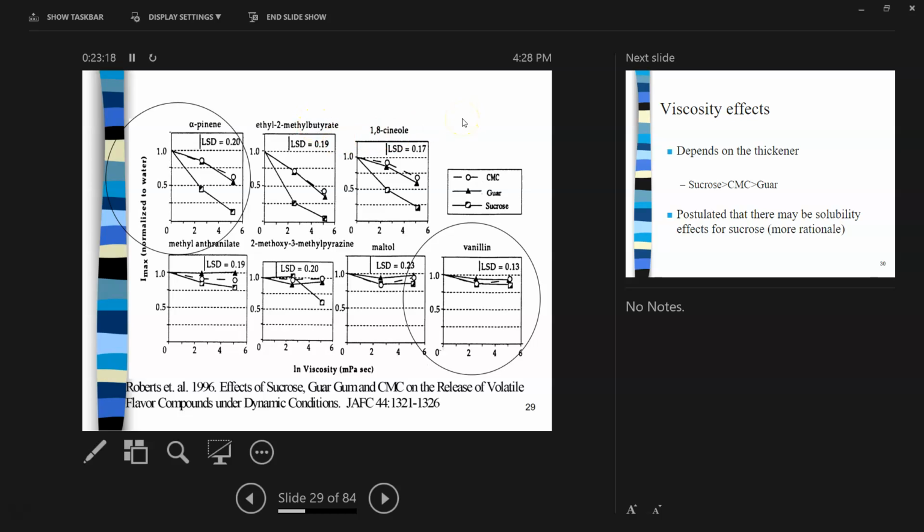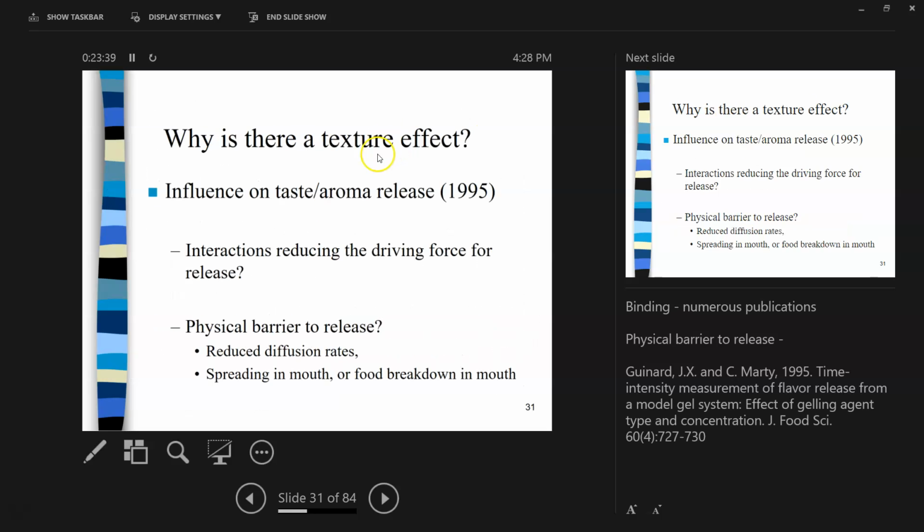The effect of this is pretty well illustrated in some work that Deborah Roberts did, and it comes out of Terry Acree's laboratory. I should have looked ahead to see if we're going to deal with this in more detail. Let me just make a quick look.